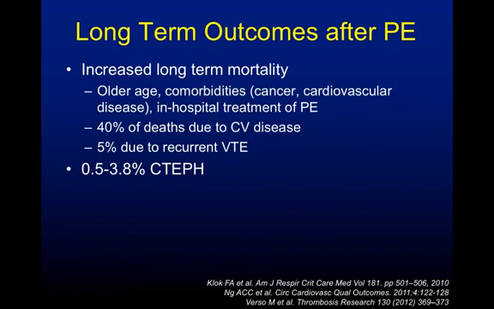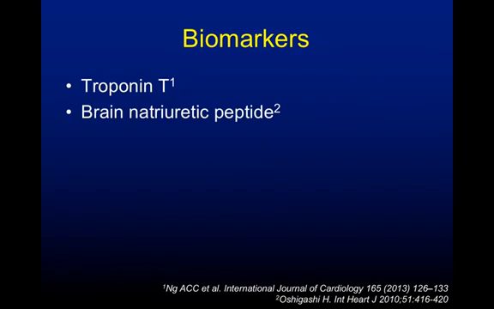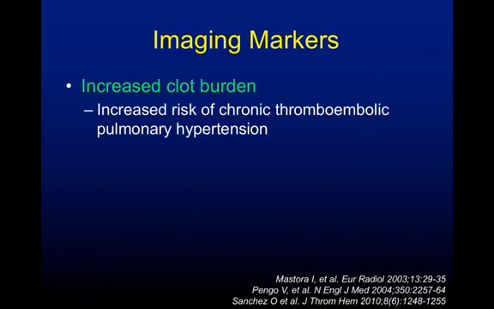Interestingly, 40% of the deaths are due to cardiovascular disease and only 5% are due to recurrent venous thromboembolism. These patients also have an increased risk of developing CTEPH. Again, troponin T and brain natriuretic peptide, when these are elevated, these portend a poorer long-term outcome.